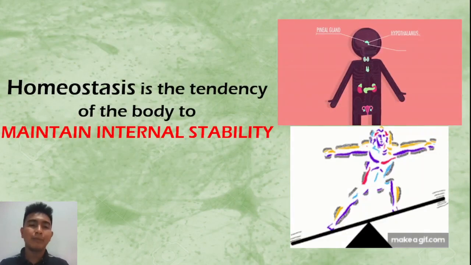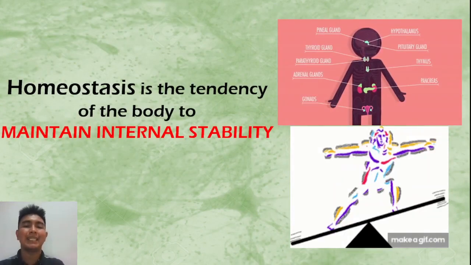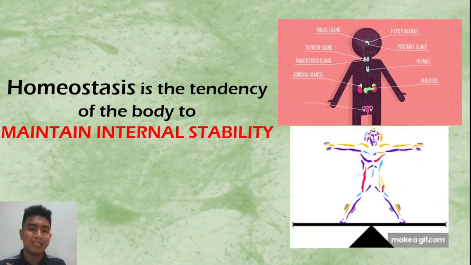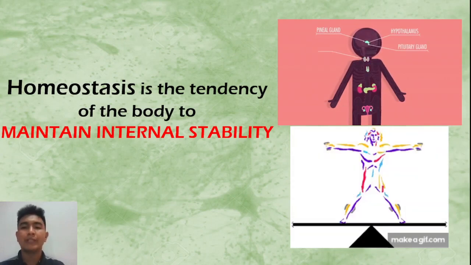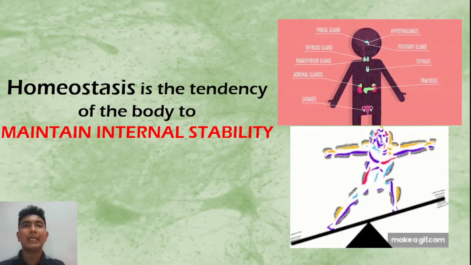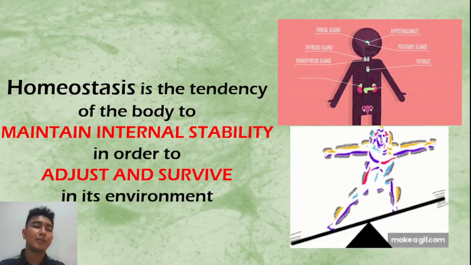The process of our body to maintain its balance and stability is called homeostasis. Homeostasis is the tendency of the body to maintain internal stability. We might not be able to change the environment from the outside, but we can actually balance out what's on the inside in order to adjust and survive in its environment.